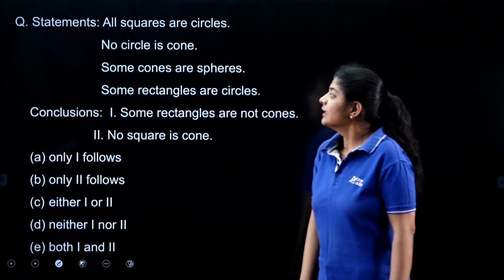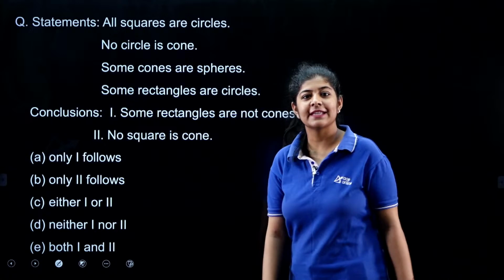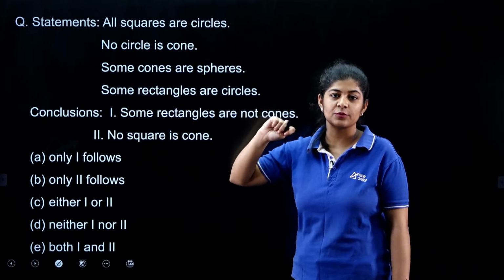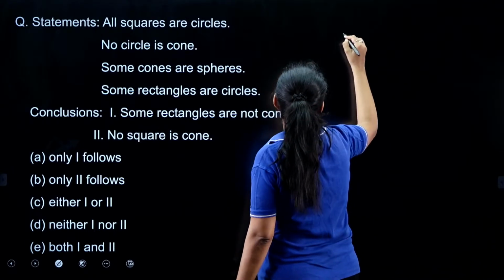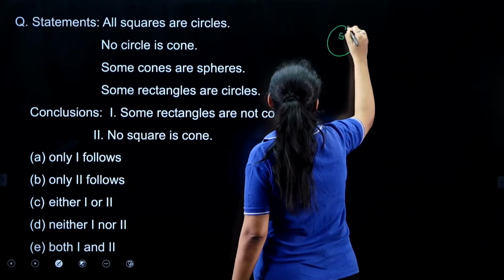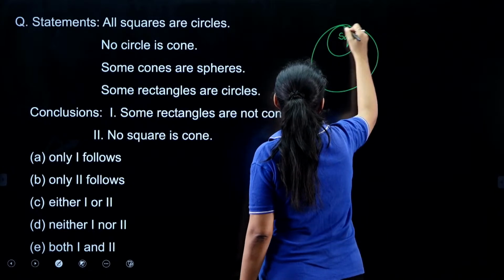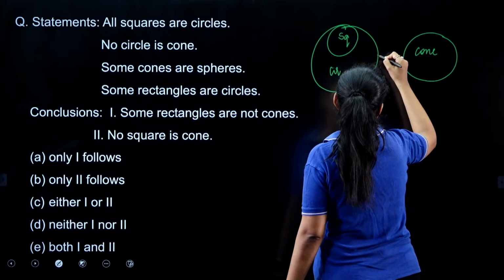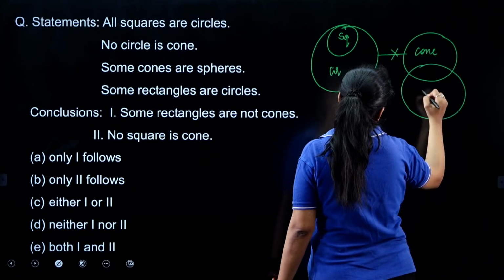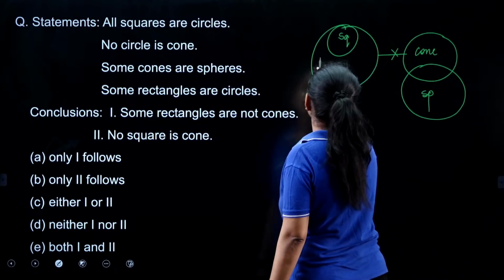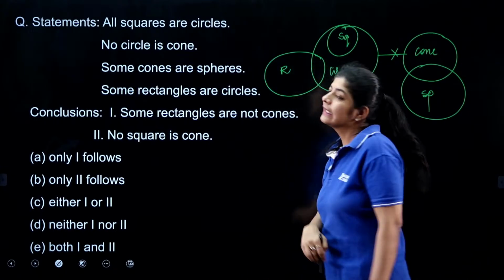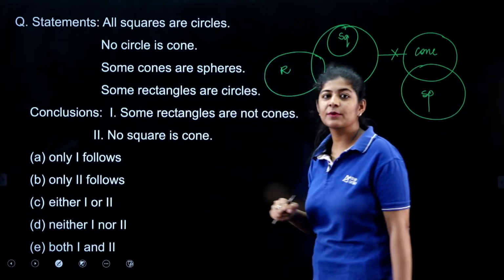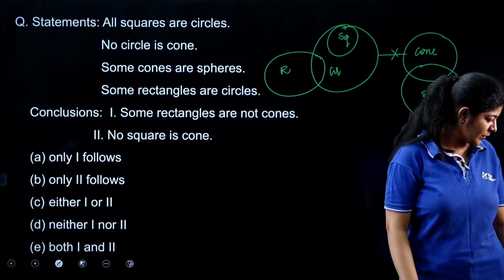Next. In the next one, again we are having the same diagram, and on the basis of that we just simply have to check these two conclusions whether they are true or not. So we just simply draw our diagram: square, circle, cone, sphere and rectangle, right? This is my diagram, and on the basis of this I just need to check these two conclusions whether they are true or not. So what answer are we getting?